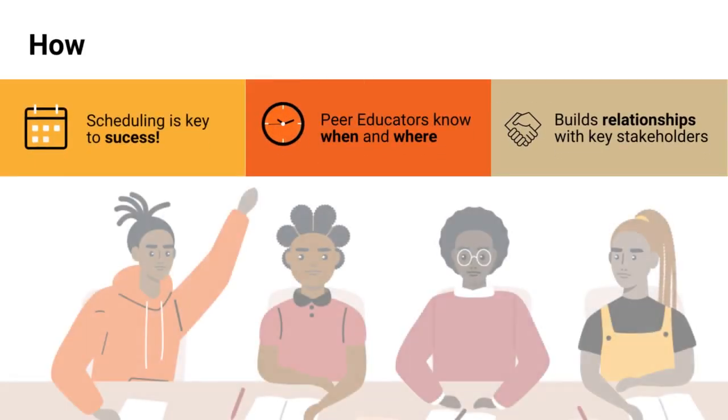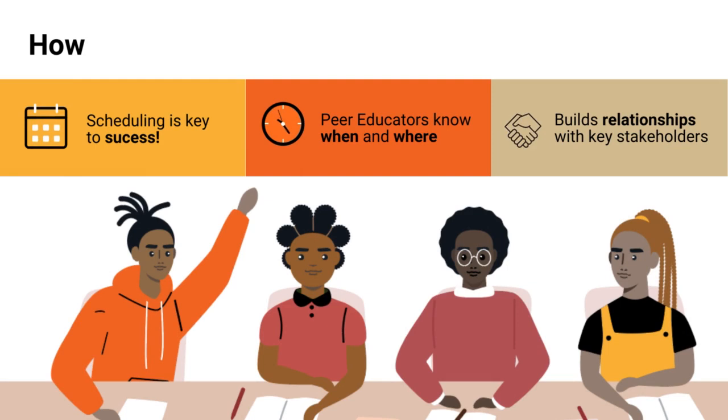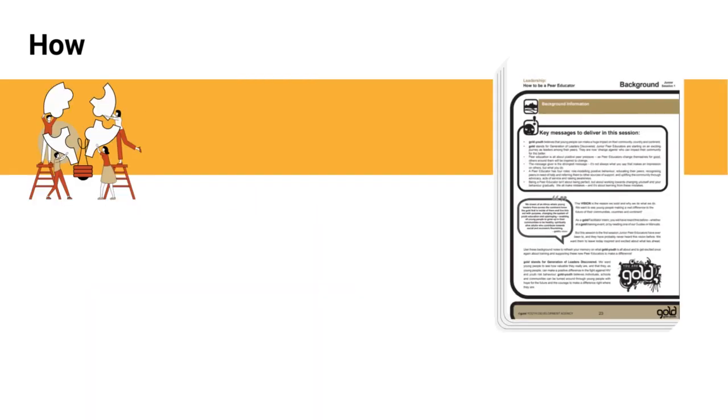How? Scheduling is the key to success. Make sure your skills training sessions are scheduled in advance and peer educators know when the session will take place and where you'll be meeting. Try to schedule your sessions on the same day of the week and at the same time. This will help peer educators remember. Building relationships with key stakeholders like linkage teachers is important as they will assist with the scheduling of your session.